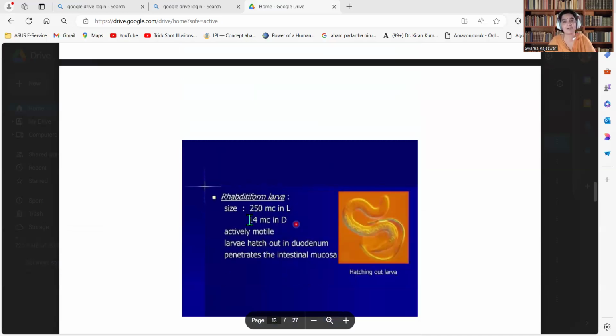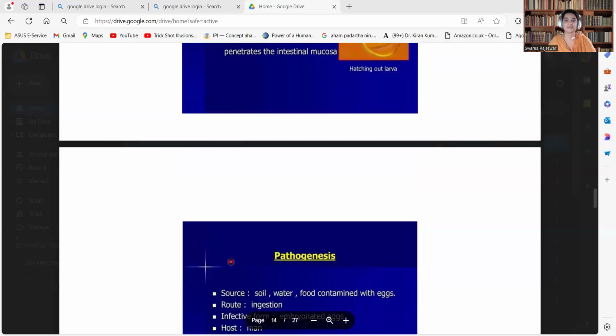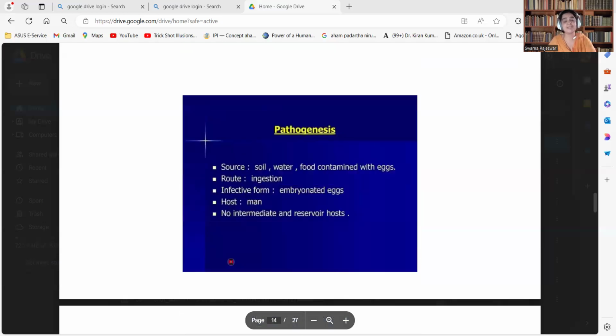And coming to the larval form, the larval form of Ascaris is Rhabditiform larva. So this Rhabditiform larva is actively motile, and this Rhabditiform larva will be hatching out in the duodenum and penetrates into the mucosa of the intestine. So mainly the host is man. There are no intermediate hosts or reservoir hosts. So this is a monogenetic parasite.